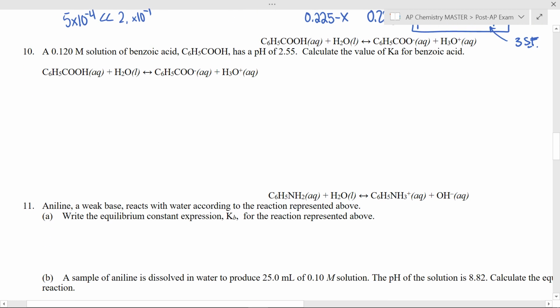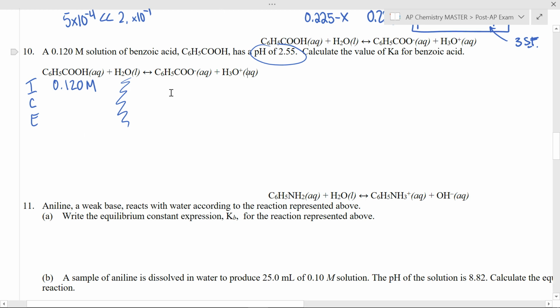And then let's look at another variation of this one. In this case, we've got another weak acid, but rather than being asked to solve for the pH, we're being asked to find the Ka. All right, so let's set up our ICE chart here. I do a squiggly line through the water because it's a liquid. And if we plug in what we know, 0.12 molar, that's the initial concentration of benzoic acid. We're given another number, pH of 2.55.